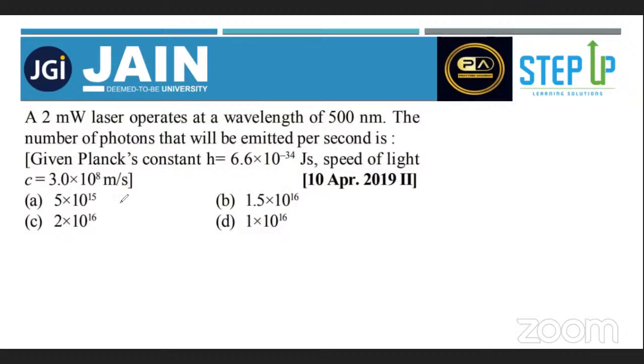If you try to solve this, the question can be written in the form of n, which is the number of photons emitted per second. I can write it as power into time into lambda upon hc. The power value is given to us as 2 milliwatt, that is 10 to the minus 3. Time is 1 second, and lambda is given as 500 nanometer, so 500 into 10 to the minus 9.